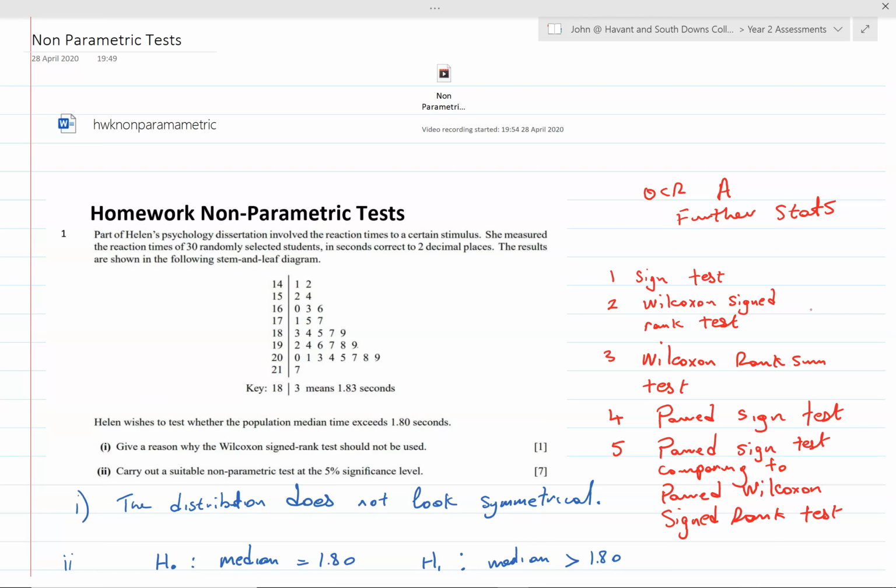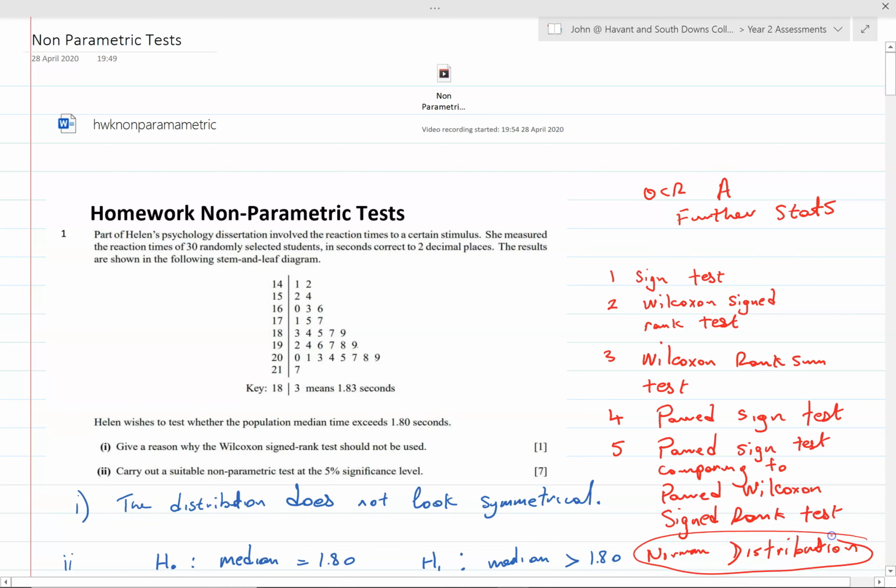The one thing that's not covered is using the normal distribution on the Wilcoxon test. That is on the syllabus, but I couldn't source questions easily enough for that. And I happen to know that a question from the OCR further maths stats paper of 2019 was on the normal distribution with the Wilcoxon signed rank test. So in a future video, I will probably go over that question. So it doesn't completely cover everything.